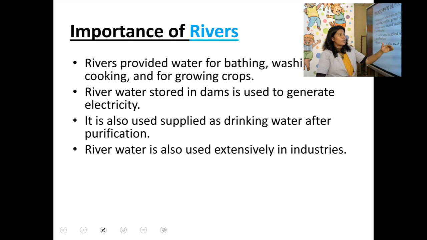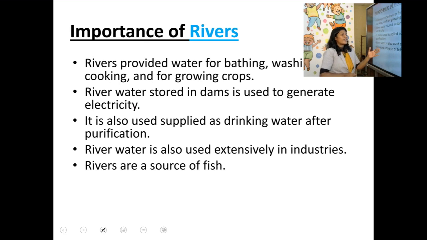And river water is also used extensively in industries. Then rivers are a source of fish. Rivers are a source of fish also. These are the importance of a river. So what is the importance of a river? Say with me, what is the importance of a river?